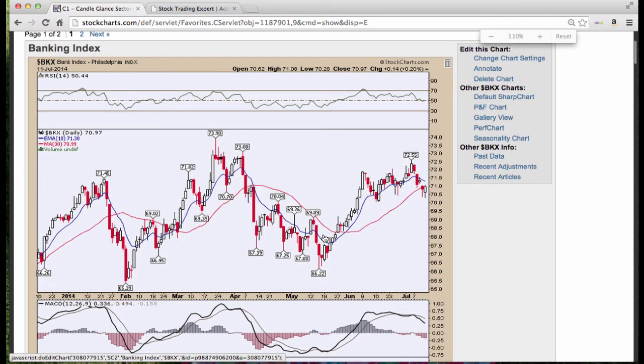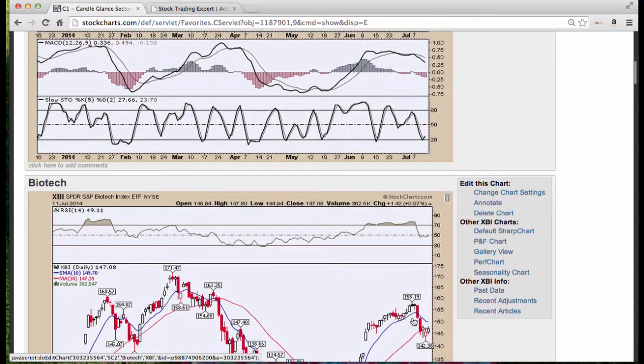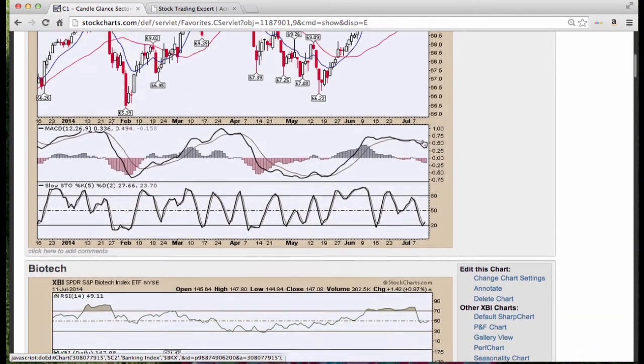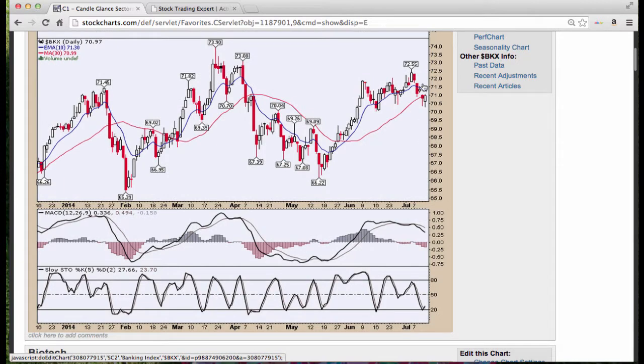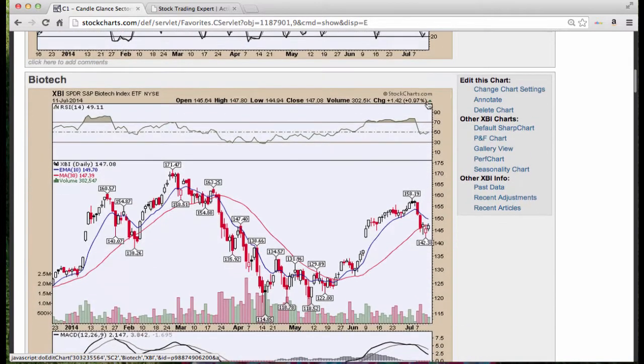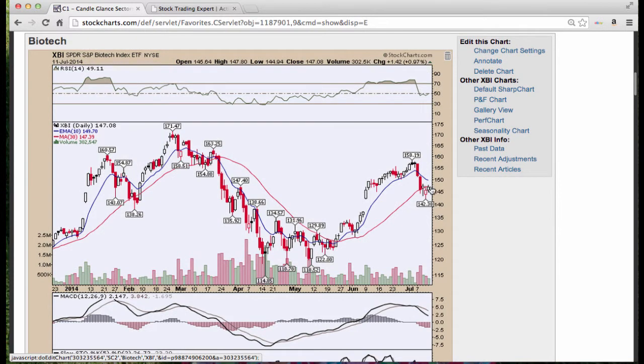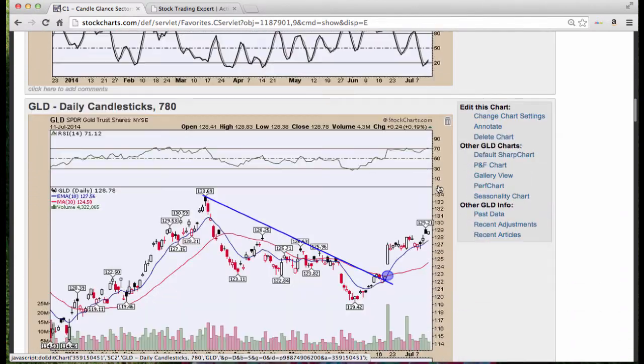Now, if we look at the sectors that I have here, the banking index moved off of a high that we saw recently at 72.55. So we're not interested in this particular sector because the MACD is moving lower. Stochastics is oversold and getting ready to turn. However, we're watching this possible crossover to the downside. Biotech, we see a similar circumstance. We have a lower high and we see our moving averages moving lower. We're looking for the best setups for the week ahead.